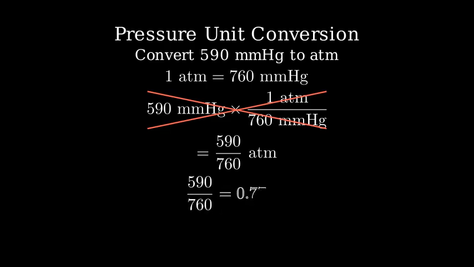Let's divide. 590 divided by 760 equals 0.776. Rounding to 3 decimal places, our final answer is 0.776 atmospheres.